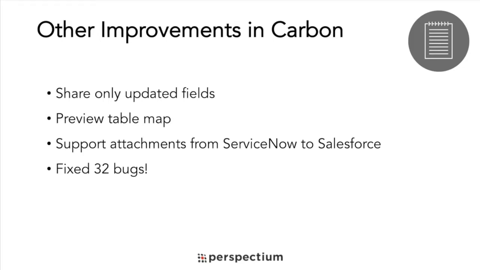We also now are supporting attachments going from ServiceNow to Salesforce. Up until now, we only supported attachments going the other way, from Salesforce across to ServiceNow. So we've now got bidirectional attachments between those two. And in addition to all of that, we fixed about 32 bugs in this release, continuing our quality initiative. So what I'd like to do now is hand back to Paul again and get him to show us some of these new capabilities in person.